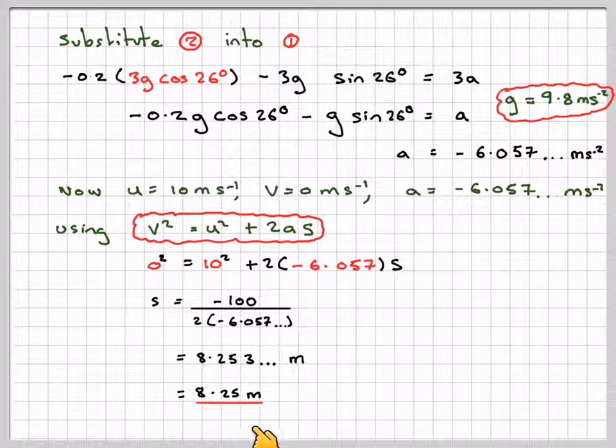So it's 8.25 meters. So eventually it will come to a stop a further 8.25 meters along the slope.